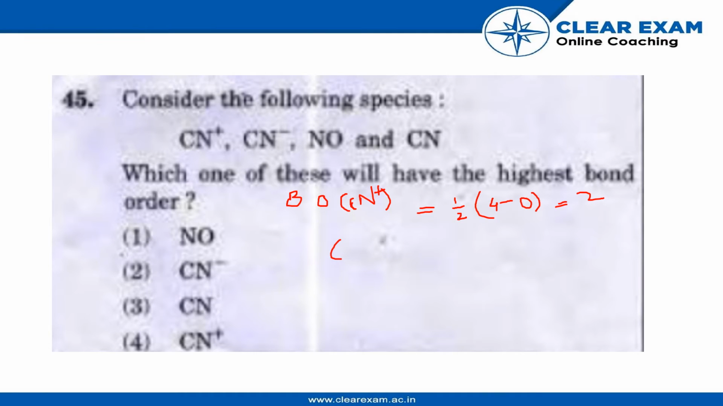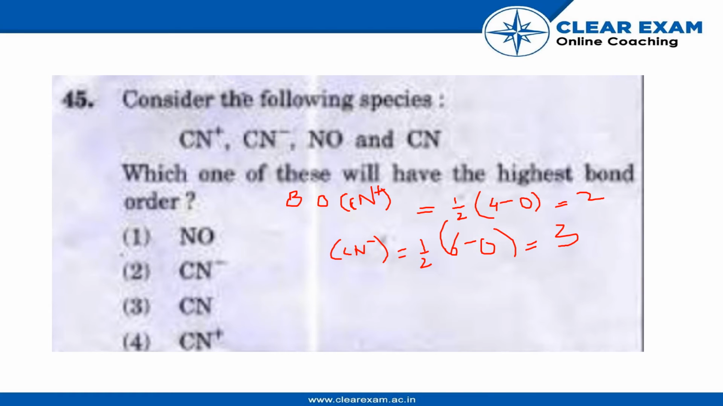For CN-, it's equal to half of 6 minus 0, that is equal to 3.